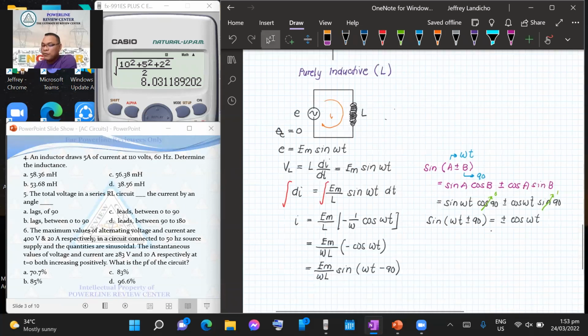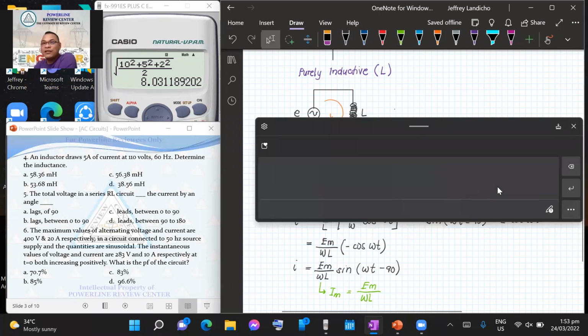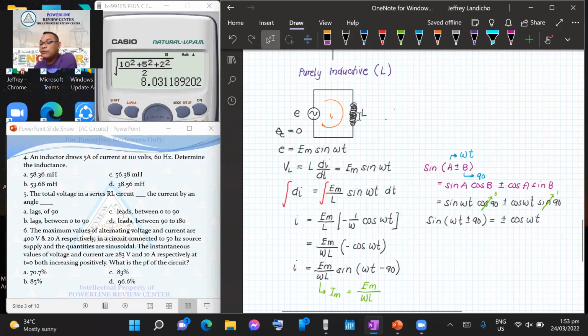So, if we go back, we can express this in terms of what? The maximum value of our current. So this should be I sub m, which is equal to E sub m over omega L. Now, if we go back to Ohm's law, our current is the ratio of voltage over the resistance. So the resistance we can consider is omega L. That is the resistance offered by the inductance in the flow of current.